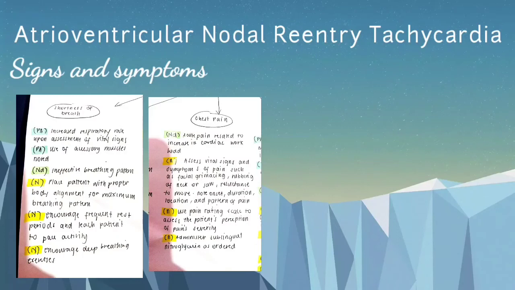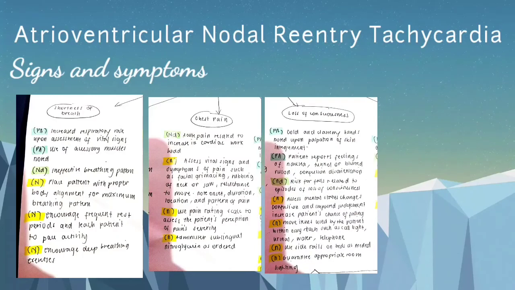For loss of consciousness, physical assessment includes cold and clammy hands noted upon palpation of skin integument, and also patient reports feelings of nausea, tunnel or blurred vision, and confusion or disorientation. Nursing diagnosis includes risk for falls related to episodes of loss of consciousness. Nursing management includes to assess mental status changes, confusion and impaired judgment, increase patient's chance of falling. Another is to move items used by the patient within easy reach such as call light, urinal, water, and telephone, and also to use side rails on beds as needed, and guarantee appropriate room lighting.